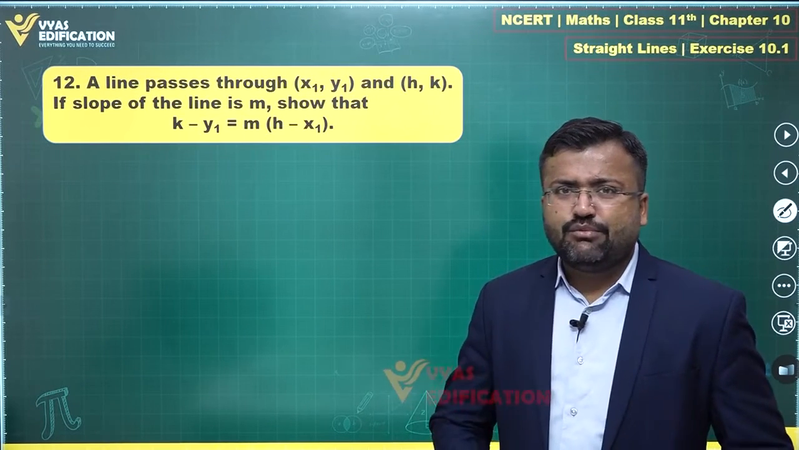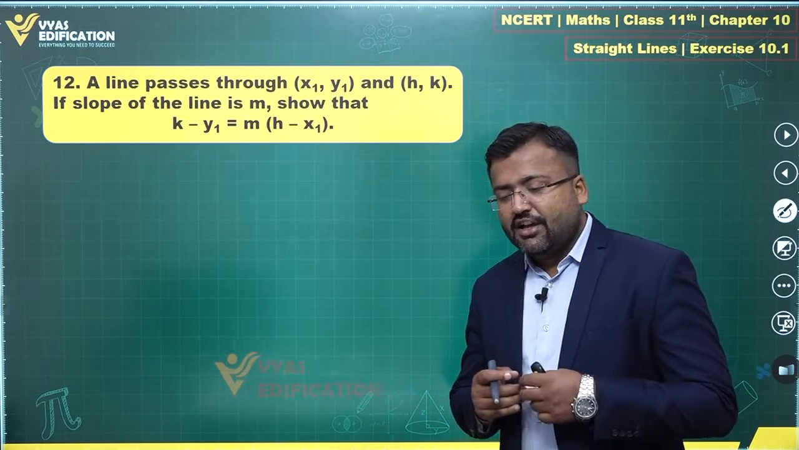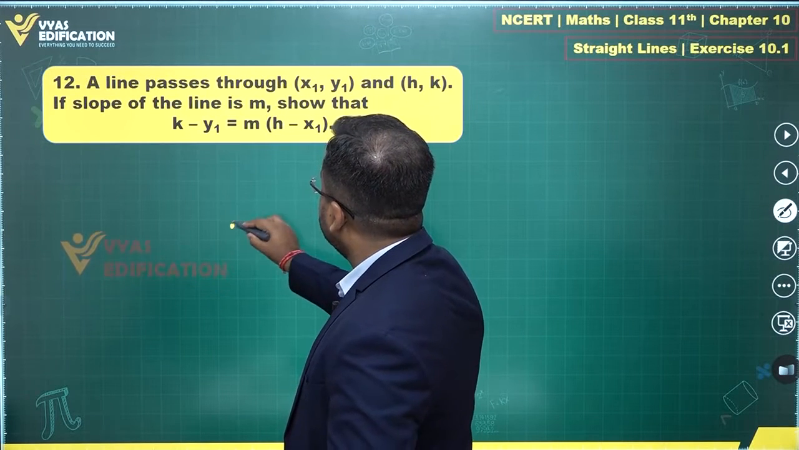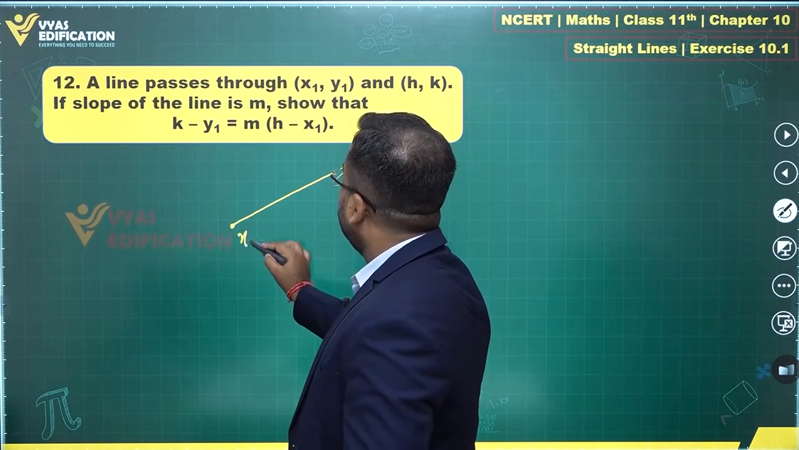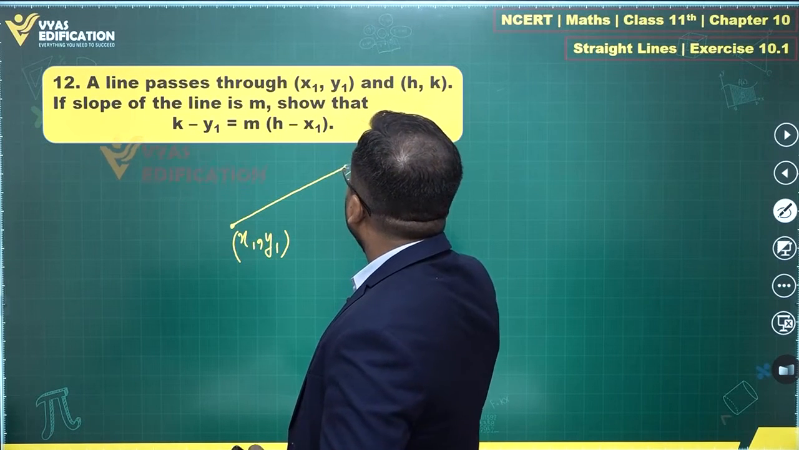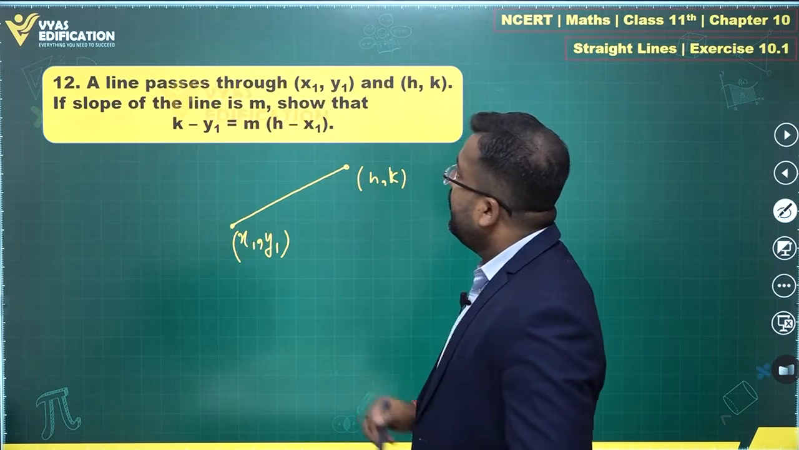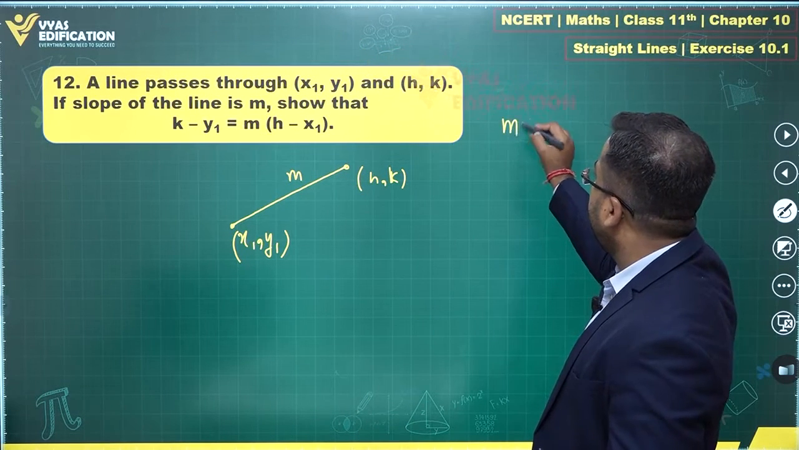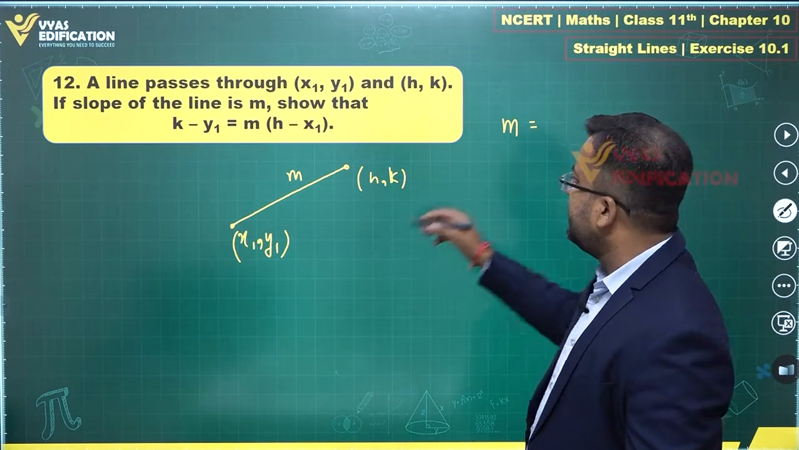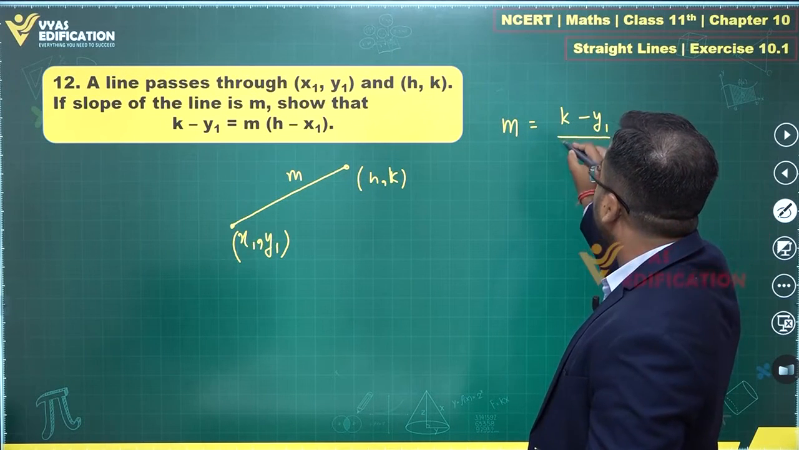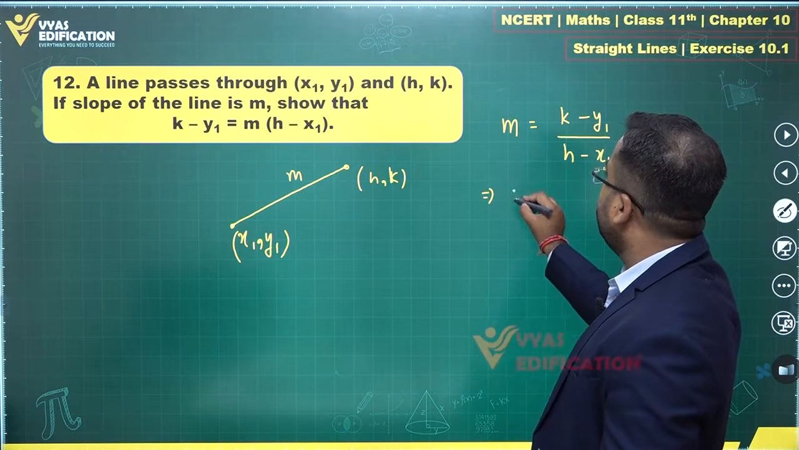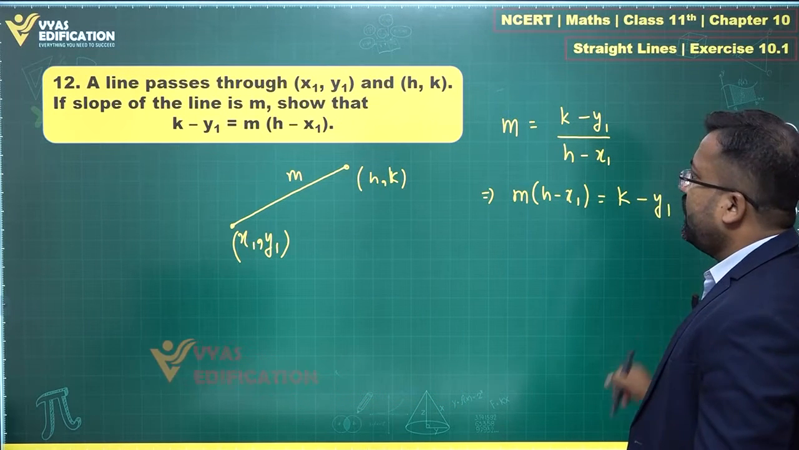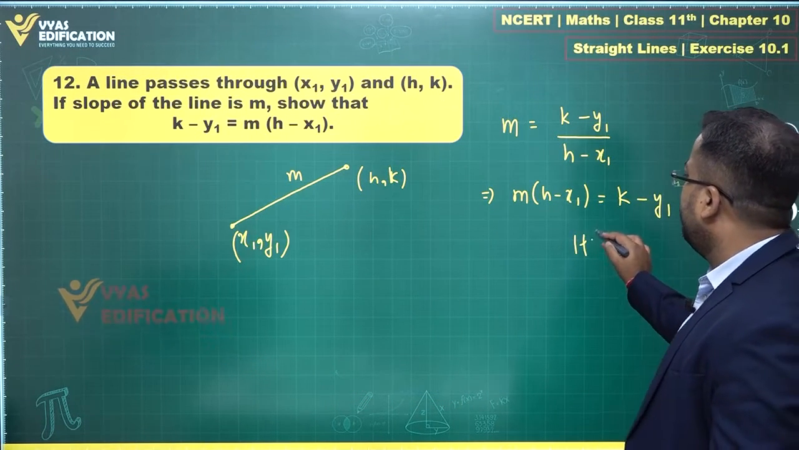But by exercise 10.1, you haven't studied the equation of a line, right? So what concept can we apply here? If a line passes through these 2 points, x1 comma y1 and h comma k, and the slope is also given. So what is the slope equal to? The slope of the line is equal to y2 minus y1 upon x2 minus x1, which is k minus y1 upon h minus x1. And what does that give me? This is m times h minus x1 is equal to k minus y1. This is what we wanted to prove, right?